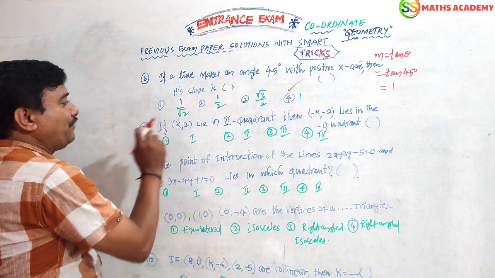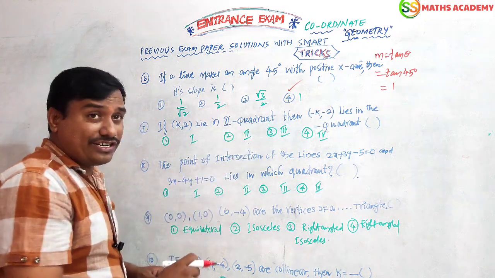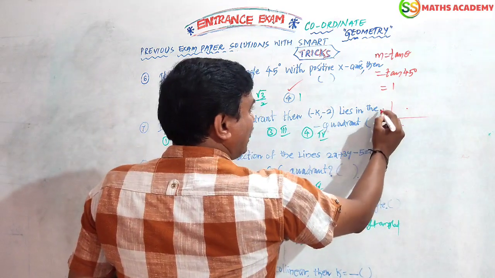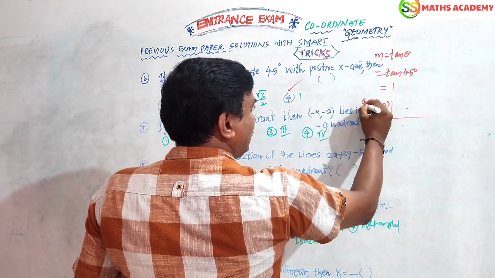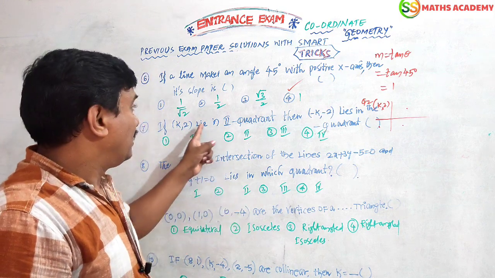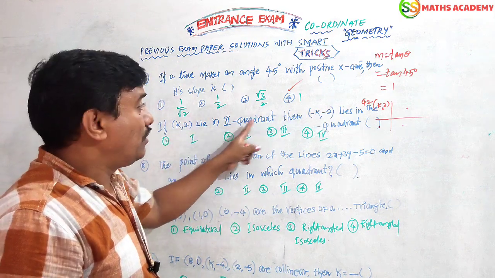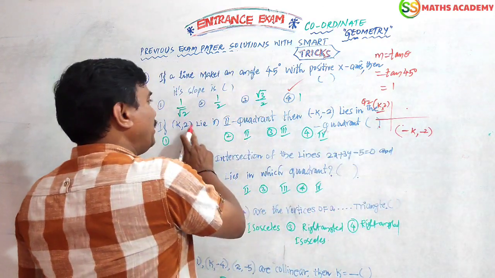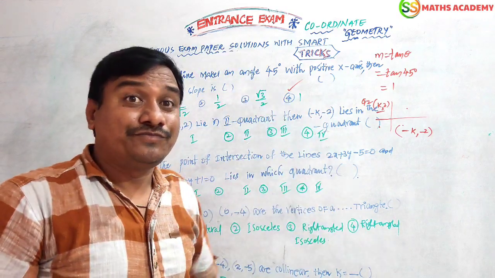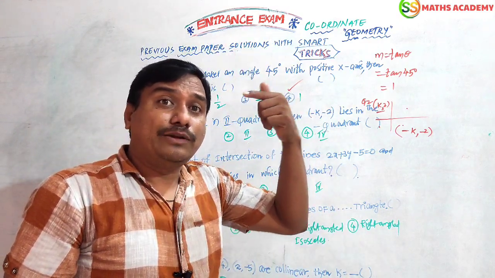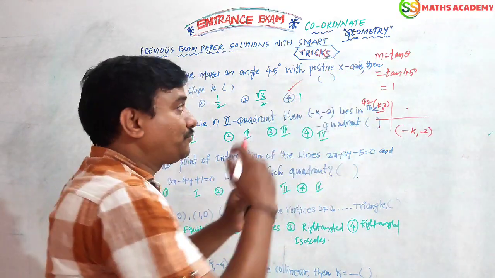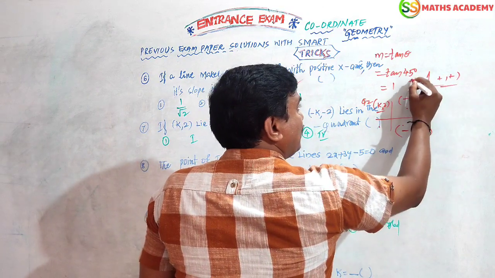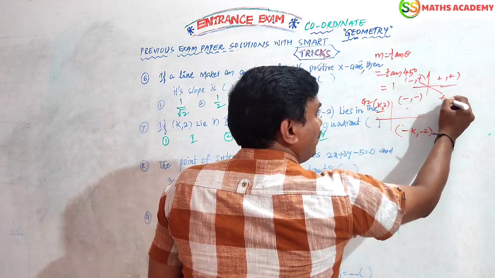Now the next question. If (k, 2) lies in the second quadrant, then what about (minus k, minus 2)? Children, this is Q1, Q2, Q3, Q4. Here (k, 2) lies in Q2, according to this question. What about minus k? These two are in completely opposite directions: plus k plus 2, minus k minus 2. Quite opposite. In our concept, Q1 is plus plus, Q3 is minus minus, quite opposite. Here minus plus, and there plus minus.